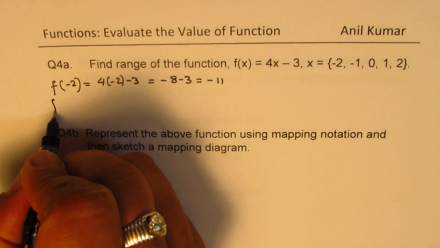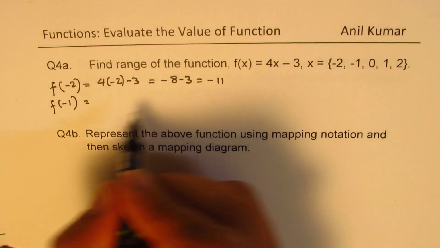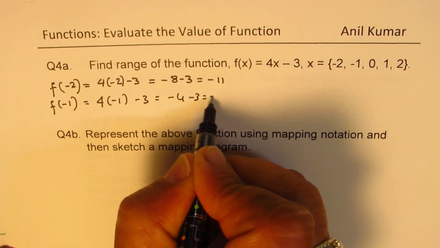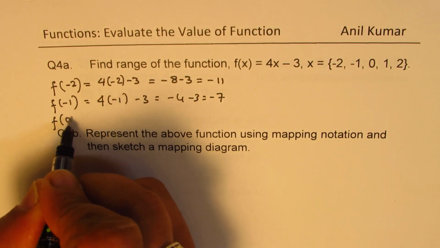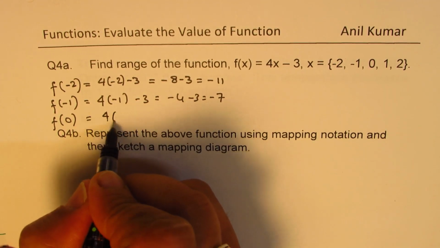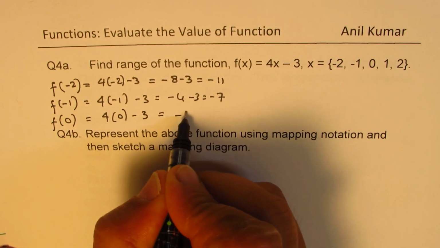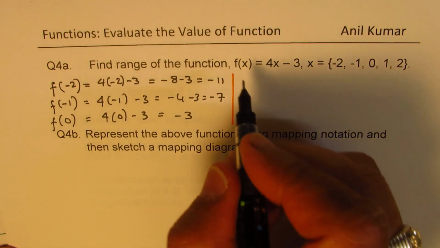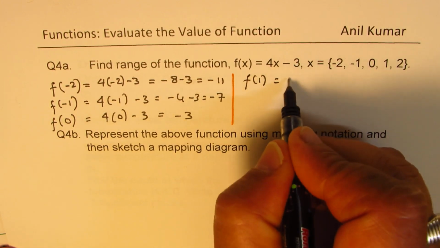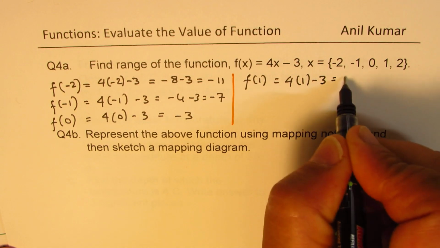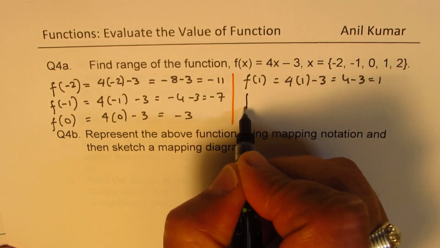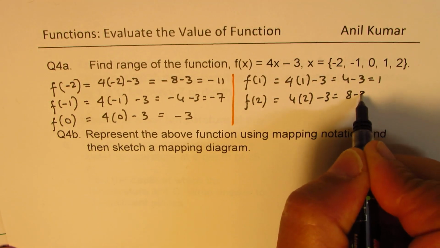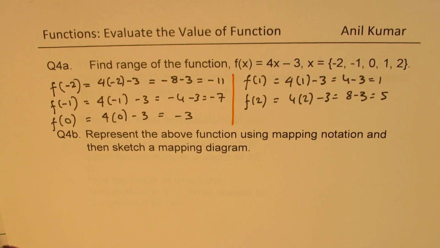Now you can substitute minus 1. So f of minus 1 will be 4 times minus 1 minus 3, which is minus 4 minus 3, which is minus 7, correct? Then f of 0: substitute 0 here. We get 4 times 0 minus 3, which is minus 3. Similarly, let's do the other two values also, which is f of 1. So 4 times 1 minus 3, which is 4 minus 3, which is 1. And f of 2 is 4 times 2 minus 3, which is 8 minus 3, or 5. Correct? So we get those values.